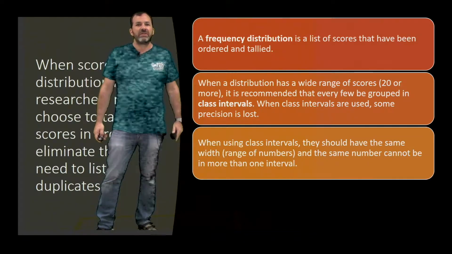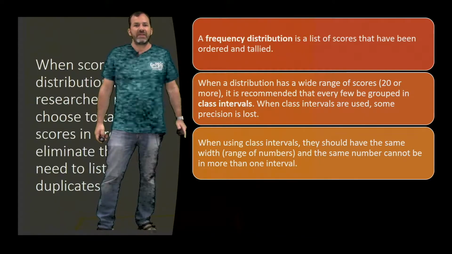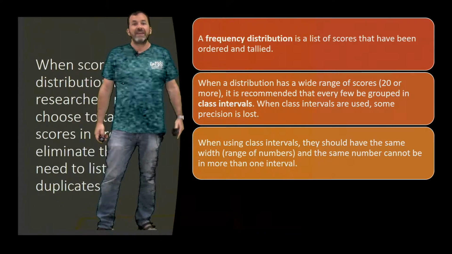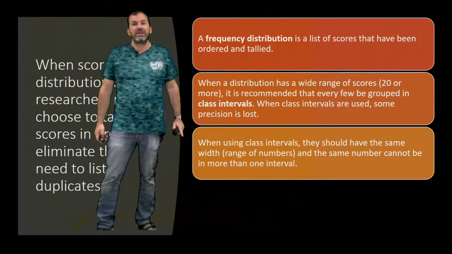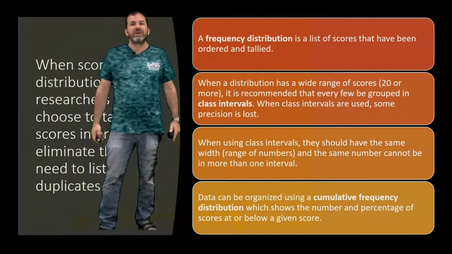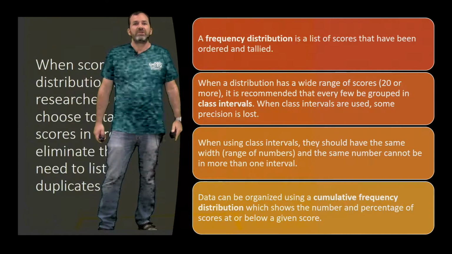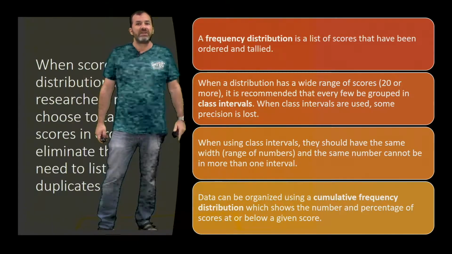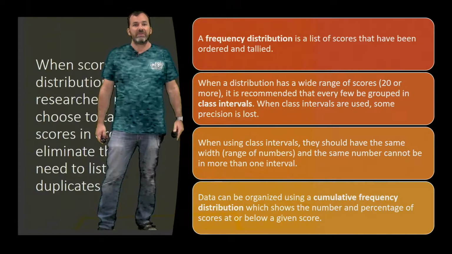When using class intervals, they should have the same width, range of numbers, and the same number cannot be in more than one interval. Data can be organized using a cumulative frequency distribution, which shows the number and percentage of scores at or above a given score.